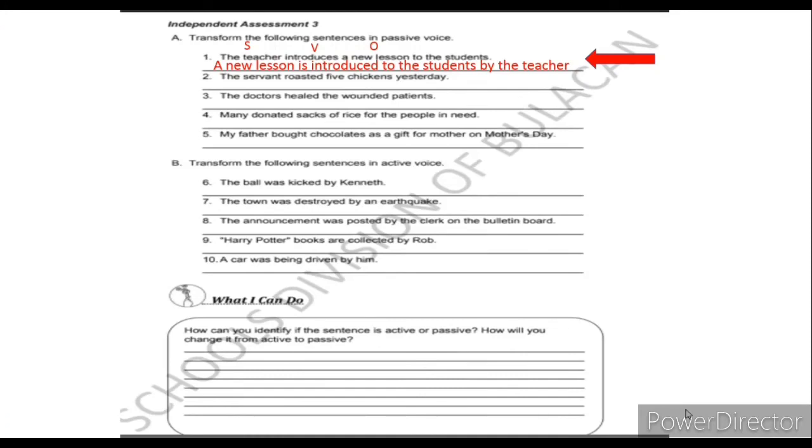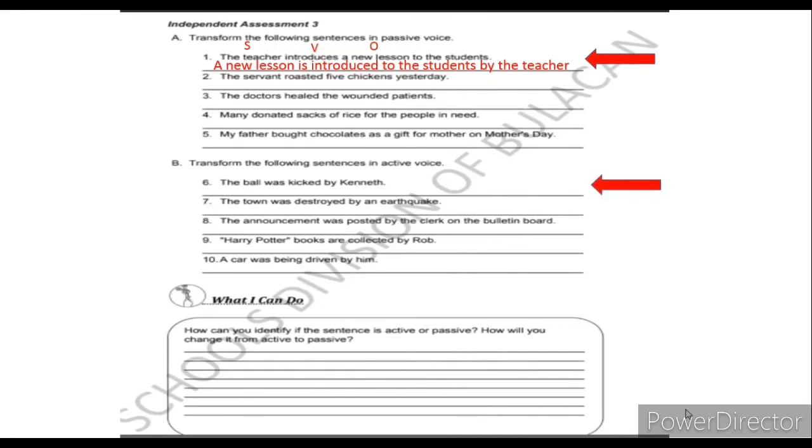For letter B, transform the following sentences in active voice. So it's the opposite of letter A. If in letter A the sentences are all in active voice, in letter B the sentences are all in passive voice. So your task is to transform them into their active voice.